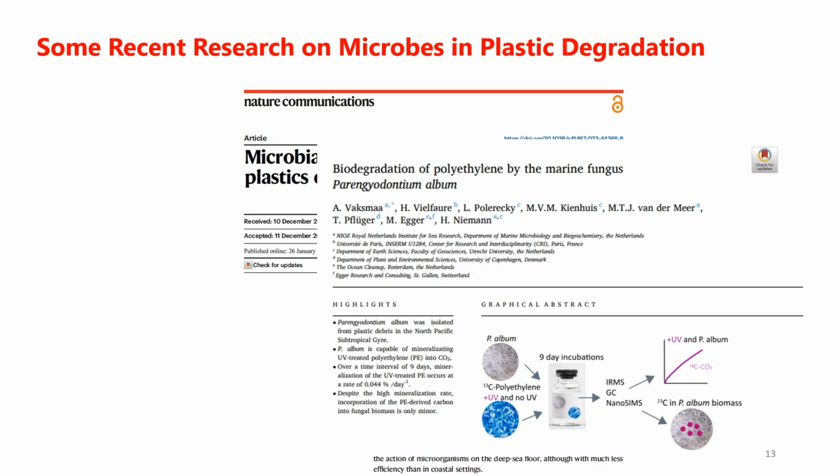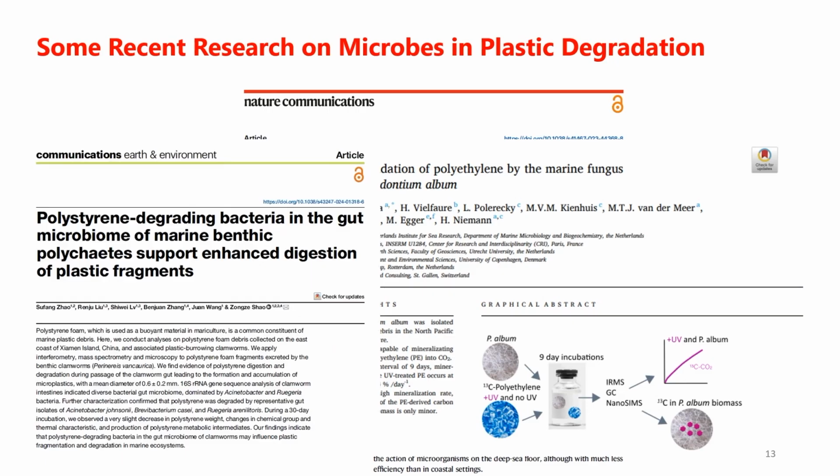This organism is found to be able to mineralize UV treated polyethylene into carbon dioxide. Over a time interval of 9 days, mineralization of the UV treated polyethylene occurs at a rate of 0.44% per day, which is low, but still a very good rate considering the challenge of plastic. Despite the high mineralization rate, incorporation of PE derived carbon into fungal biomass is only minor. But now there are other ideas of genetically engineering these organisms to enhance the biodegradation.